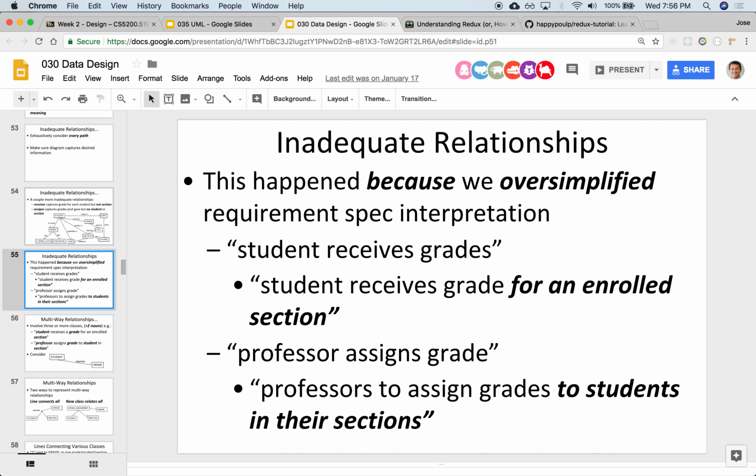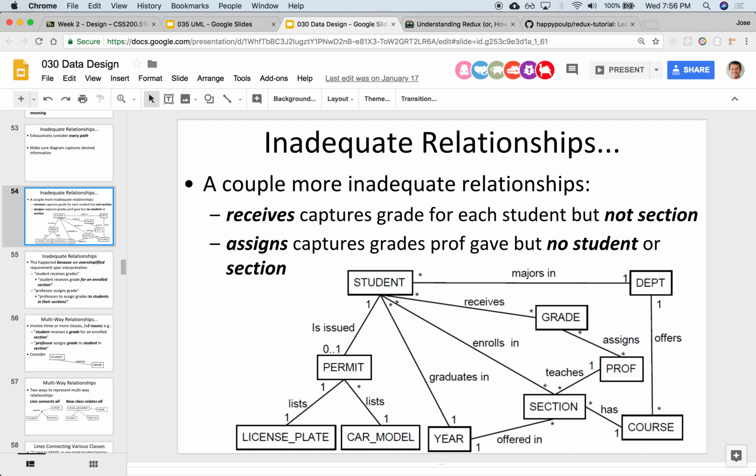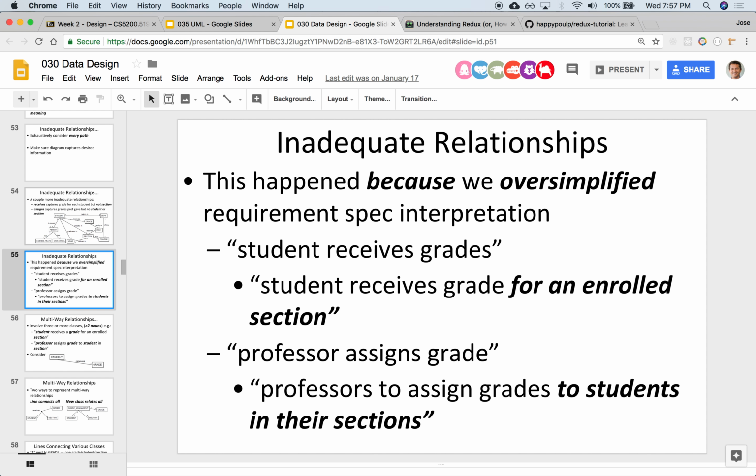Right? And we don't seem to capture that here. We know that a student is related to the section, but notice that the section has no relationship to the grade, right? And that somehow the grade is related to the section, but there's no relationship to the student. Okay, so somehow we're missing something in there. Another one there says professor assigns grade, right? There were two nouns and a verb in between, but this would have been an oversimplification of our interpretation.